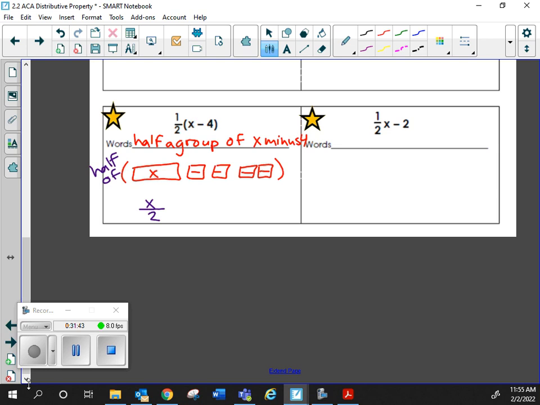Or you could also say half of x. And then what's half of the negative 4? What's half of this? Negative 2. Negative 2.